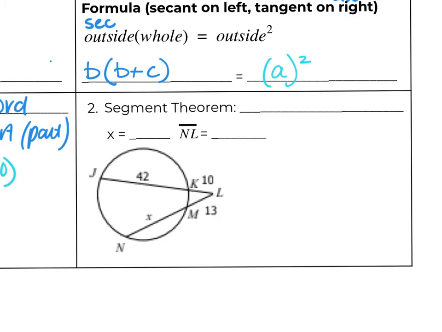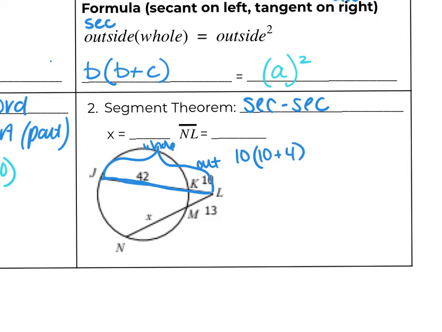All right, number 2 is, so this line touches twice, and so does this one. So that is secant. So then your equation is outside times whole. So 10 is my outside. And then remember that the whole is these added together. So 10 plus 42.